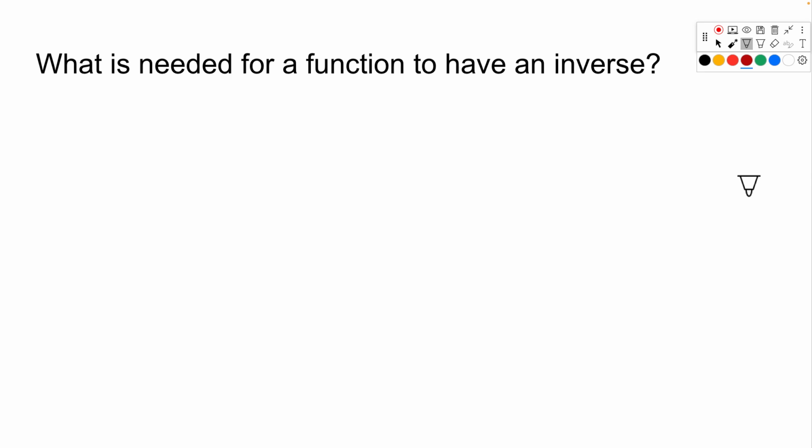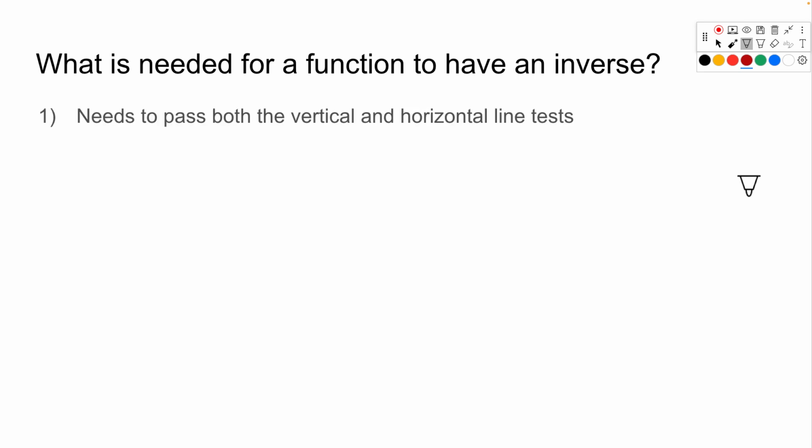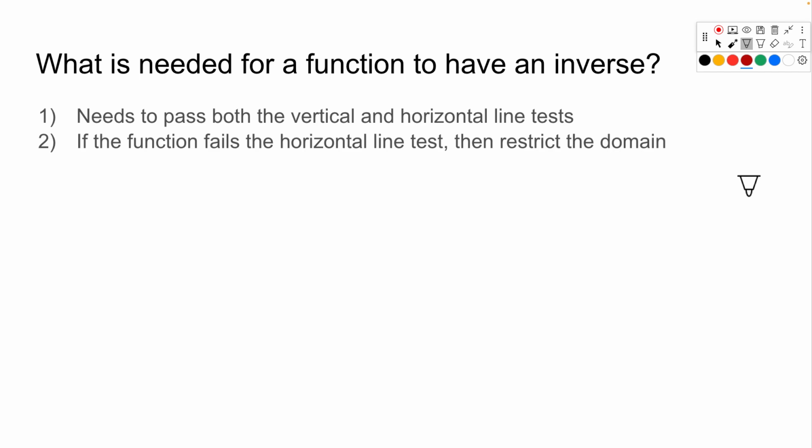Otherwise, this y could go to two different x's. That could happen. We need to pass both the vertical line test and the horizontal line test. And if the graph doesn't, then we need to restrict the part of the graph we're looking at so that it does pass that horizontal line test.